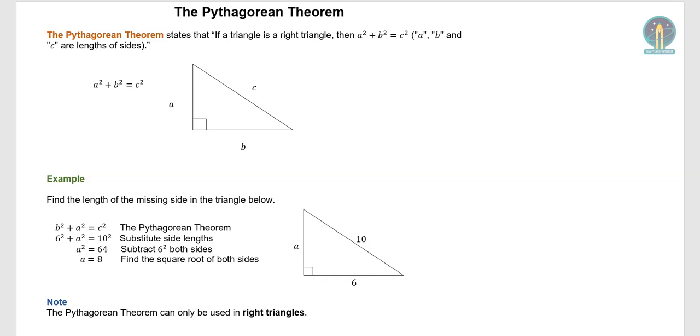In this concept, we're going to talk about the Pythagorean theorem. And this is actually a major theorem in geometry. Okay, so the Pythagorean theorem states that if a triangle is a right triangle, so a 90-degree angle, then a squared plus b squared equals c squared. And these are side lengths. Okay, so the square of the hypotenuse is equal to the sum of squares of the other two legs or sides. So hypotenuse squared is first side squared plus second side squared.